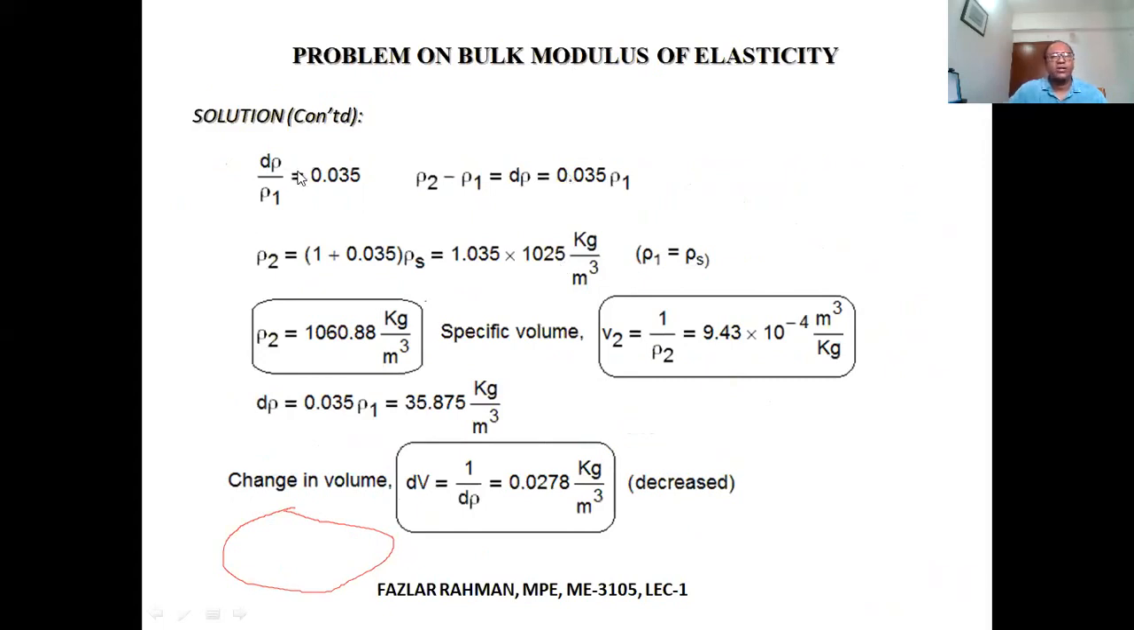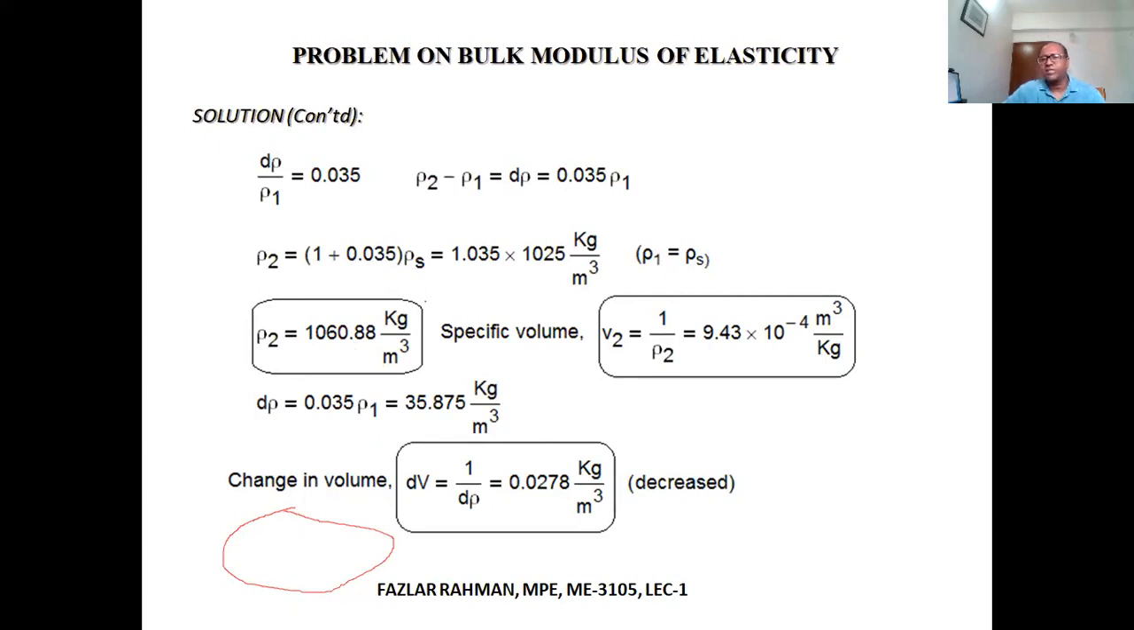So this is your d rho by rho 1, and this d rho equals how much? Rho 2 minus rho 1. Then your d rho equals 0.035 rho 1, and d rho I can write down as rho 2 minus rho 1. Then you figure out rho 2. Rho 2 equals this one plus rho 1. So I simplify: 1 plus 0.035 into rho s. Rho s means density at the top surface. So you multiply that by 1025, and this is rho 2.